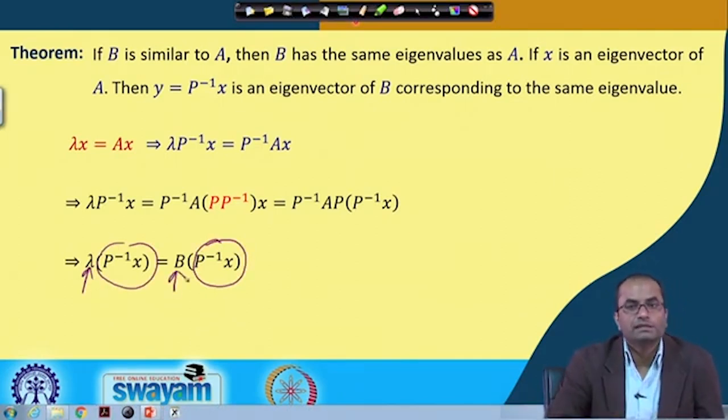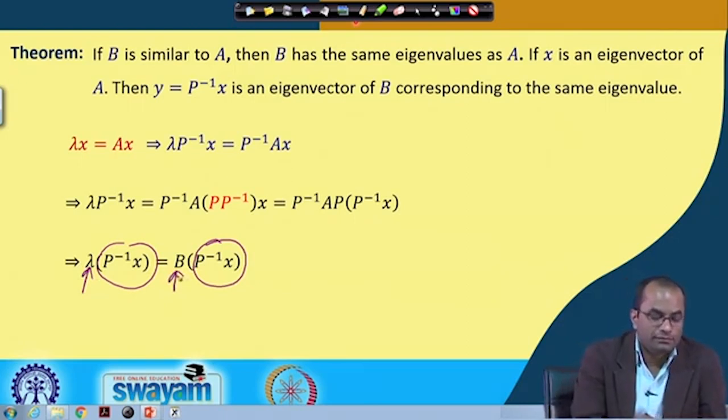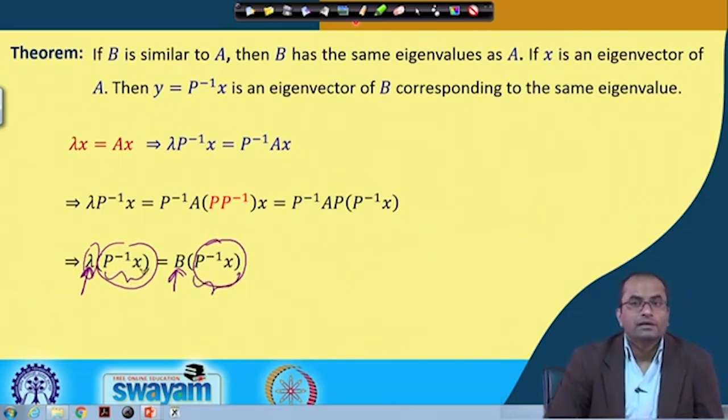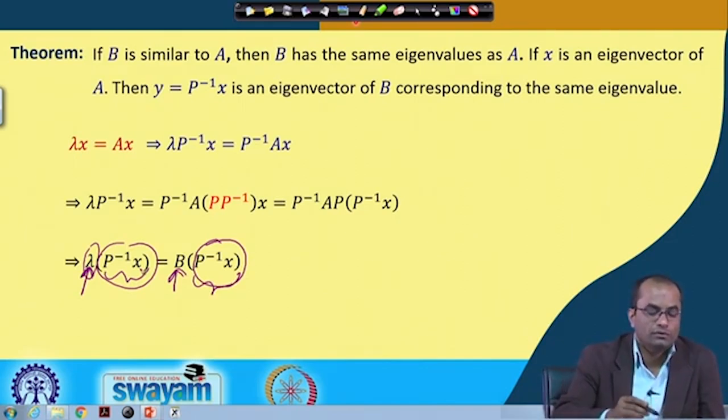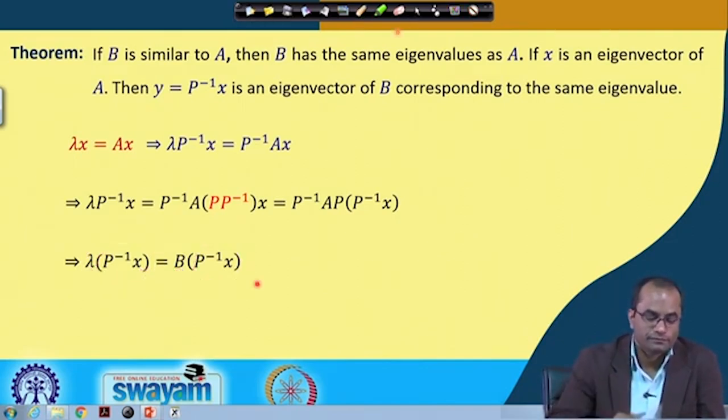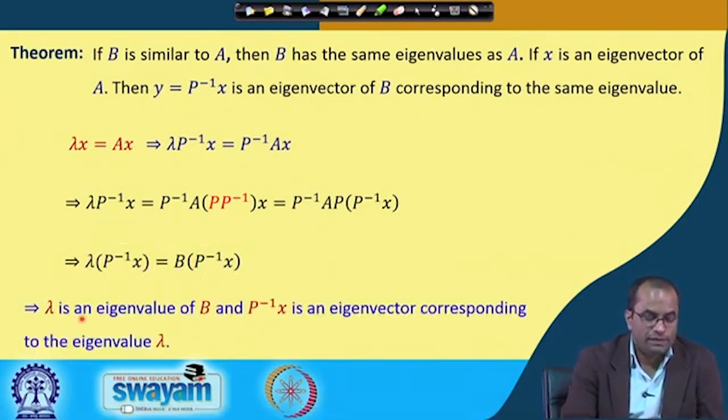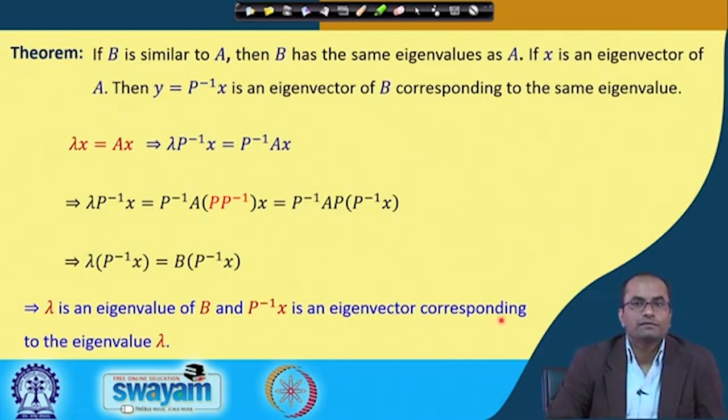So, if this B is similar to A, then B will have the same eigenvalue as A, because this lambda was the eigenvalue of A, and the eigenvector will be this P inverse X. So, we can get the eigenvector and the eigenvalue of the similar matrices if we know them for one. So, lambda is an eigenvalue of B and P inverse X is the eigenvector corresponding to the eigenvalue lambda.